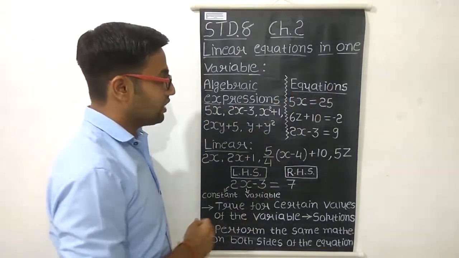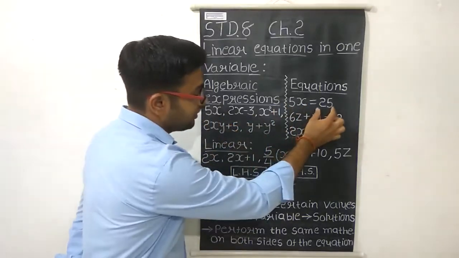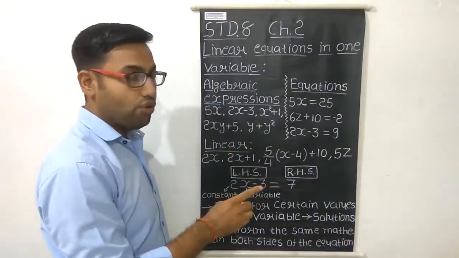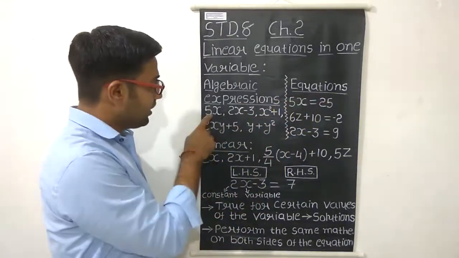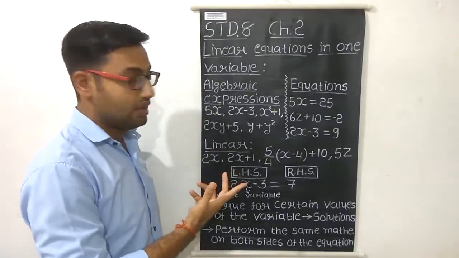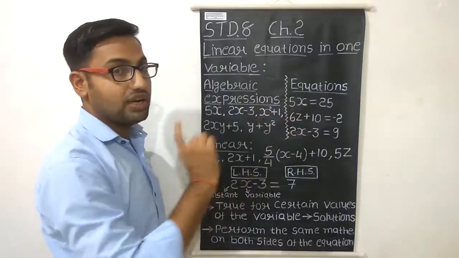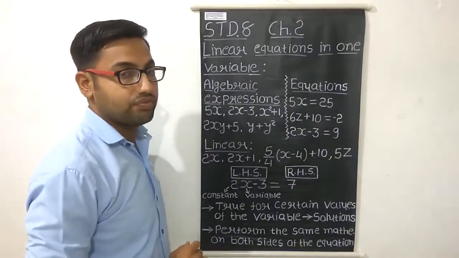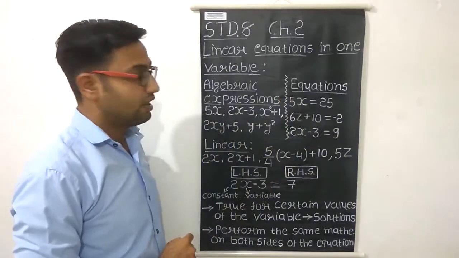What are we doing actually? 5x is one kind of algebraic expression, and here we fix the value of this expression, right? By fixing the value of the expression, it becomes an equation, right? Here as you change the value of x, you get a different value of 5x every time. But here you cannot get a different value of x. Here you get only one value of x because we fixed the value of 5x as 25, right? So this is the basic difference between expressions and equations, right?